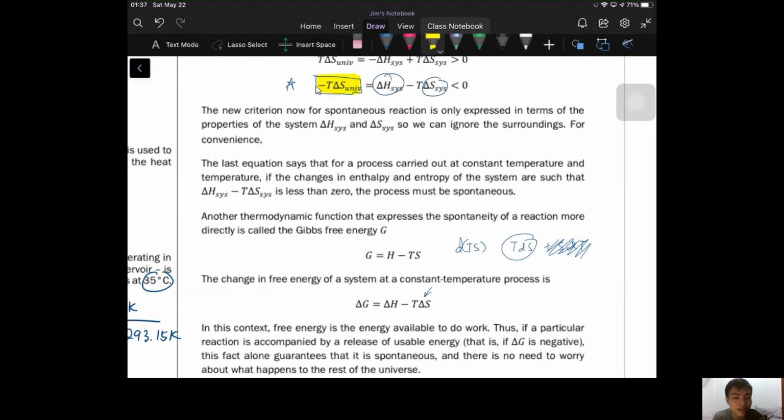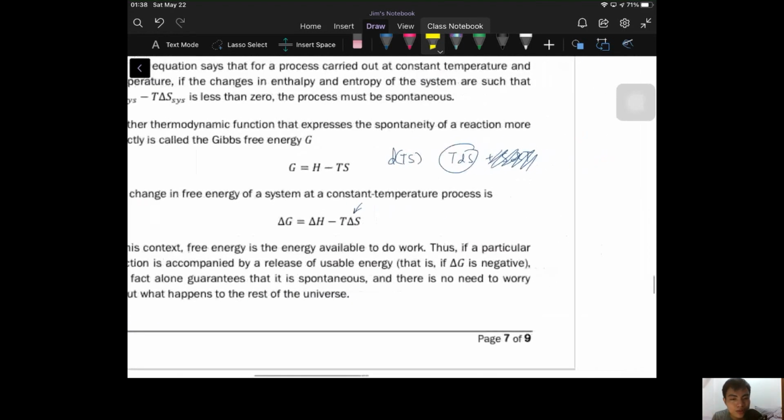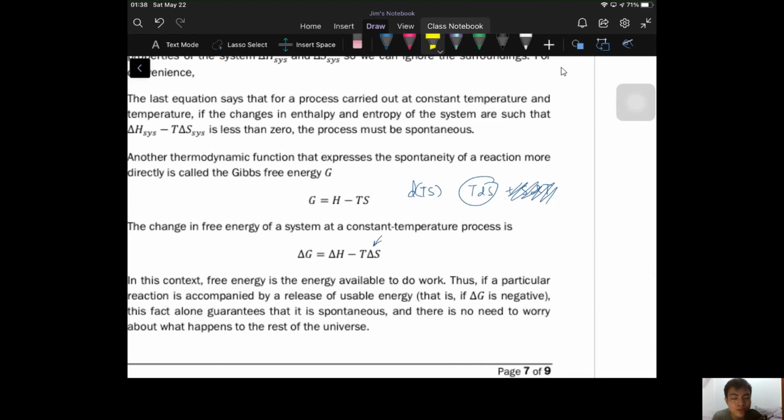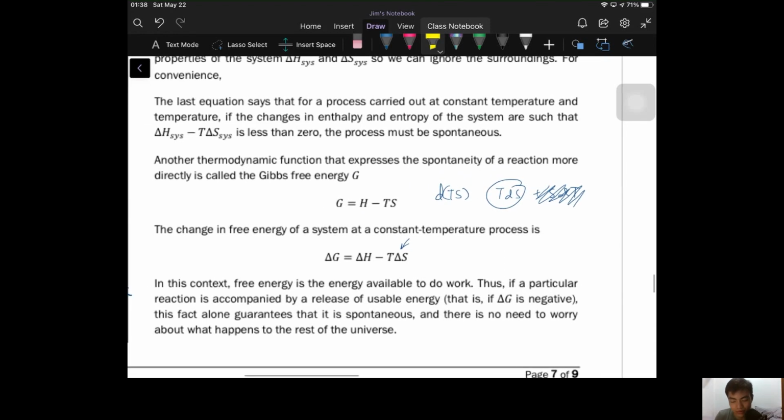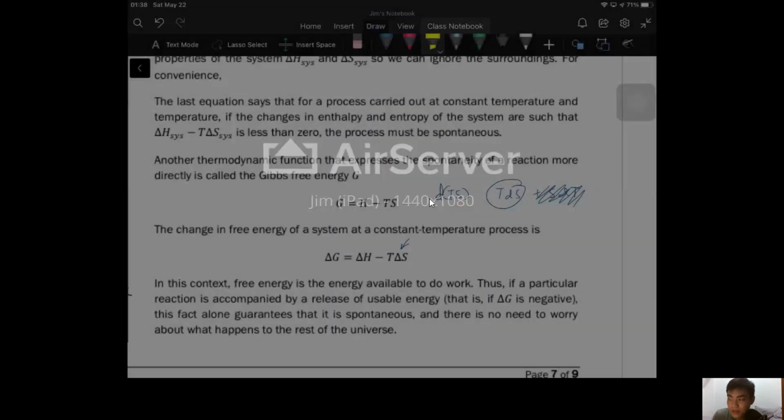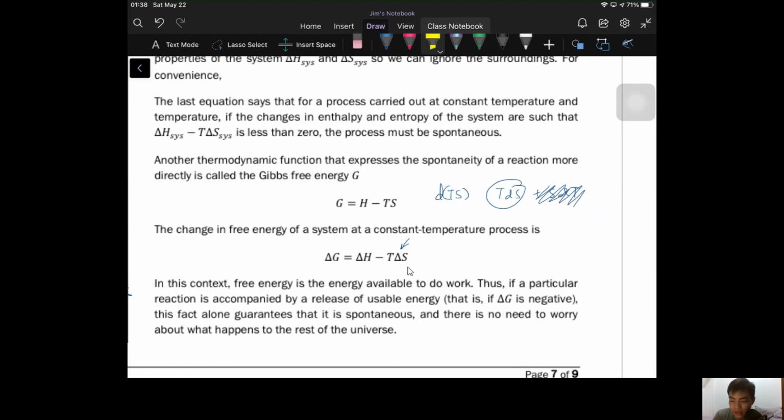So instead of calling it negative T delta S universe, we will just call it delta G. So instead of using entropy of the universe, we will now use the free energy change of the system. And to solve for the free energy of the system, the equation is simply delta H minus T delta S. Now take note that if our delta G is negative, then that means it is spontaneous. And we don't have to worry about the universe anymore.